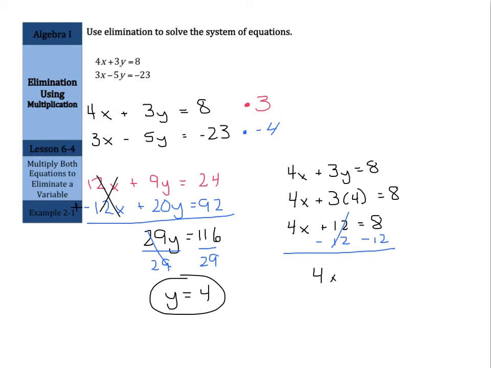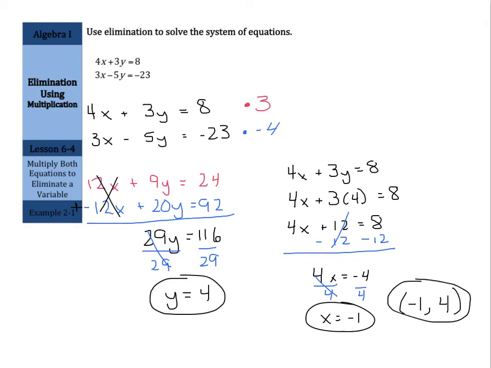4x equals -4. Divide by the 4 to isolate your x, and x equals -1. Remember to always write these as an ordered pair. Our x goes first: -1, comma 4. And that is our answer.